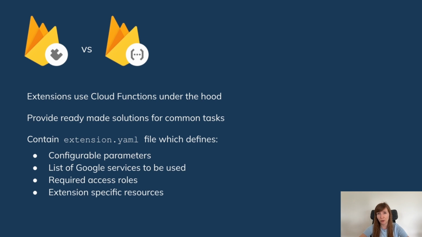And what makes the difference is that each extension has an extension.yaml file, which specifies the configurable parameters that the extension will be using, a list of Google services to be used that will be automatically enabled for you if they are not, required access roles that the extension needs to operate, and resources needed to be running.